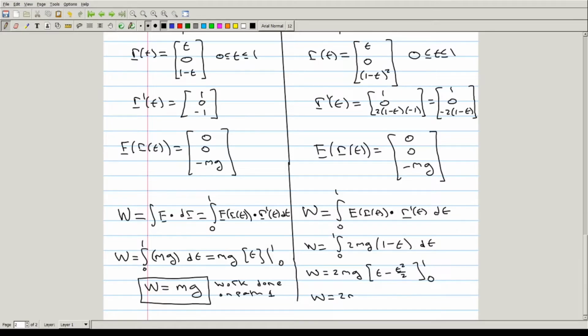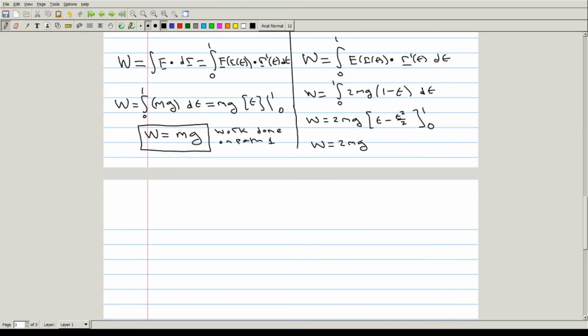This is equal to 2 m times g times 1 minus 1/2. And 1 minus 1/2 is equal to 1/2. This is just equal to mg. We get that the total work done against F going along path 2 is also equal to mg. So this is an important example, and it really shows us a lot.